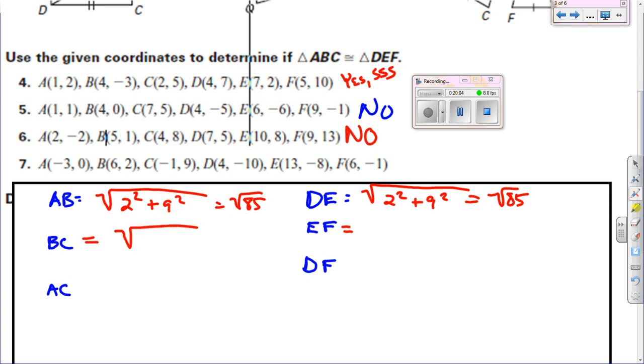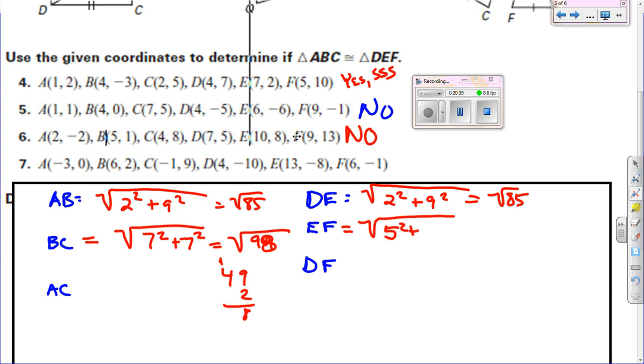BC, you do 9 minus 2 squared, which gives you 7 squared. Then negative 1 minus 6, which is another 7 squared. Which gives you the square root of 98. Right? 49 and 49? 98. Then for EF, it's 13 minus 8, which is 5 squared, plus 9 minus 10 squared, which gives you a negative 1 squared, which is the square root of 26. 98 is not equal to 26. So that's also a no.